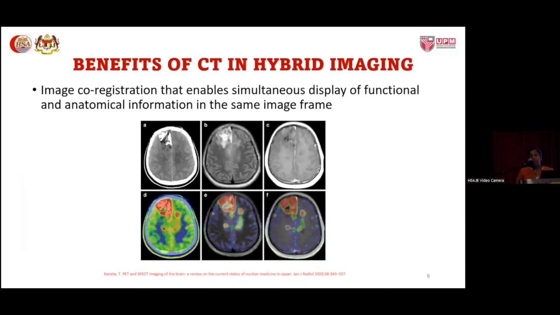Another benefit of using CT for hybrid imaging is for the image co-registration. This is a no-brainer. Yes, we have a functional and we have a structural image. We can see it in one image, giving us the best information for patient management. So this is definitely the most important function of hybrid imaging that we are all enjoying at the moment.